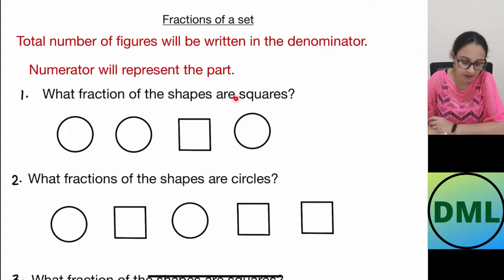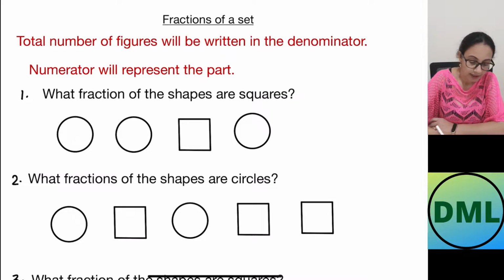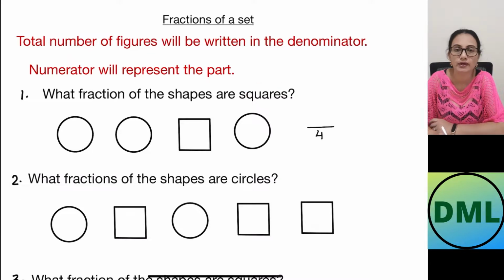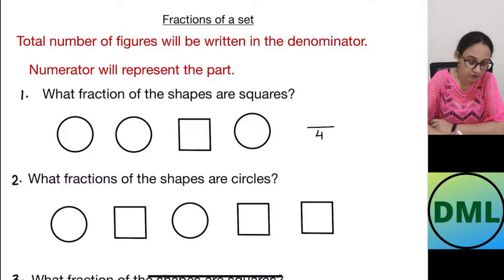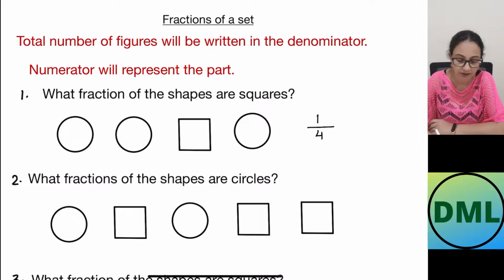What fraction of the shapes are squares? Now I am looking for the squares. First I will look for how many total figures I have. So I have 1, 2, 3 and 4 figures. So 4 will come in the denominator. Now we are looking for squares. How many squares do we have in our figure? We have only one square. So 1 will come in the numerator. So this fraction will be read as 1/4. That means 1/4 of these shapes are squares.